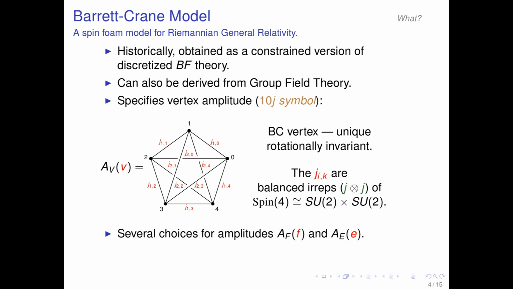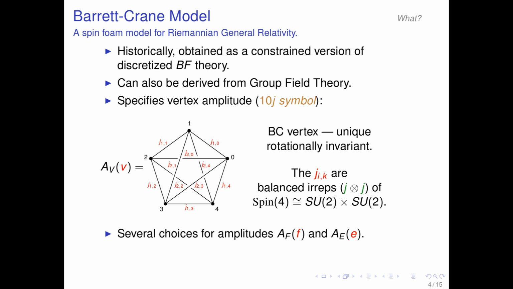This is the Barrett-Crane model, the model that we use. It's a spin foam model for Riemannian general relativity. Historically, it was derived as a constrained version of discretized BF theory. Since then, it's also been derived in other ways, for example, from group field theory.